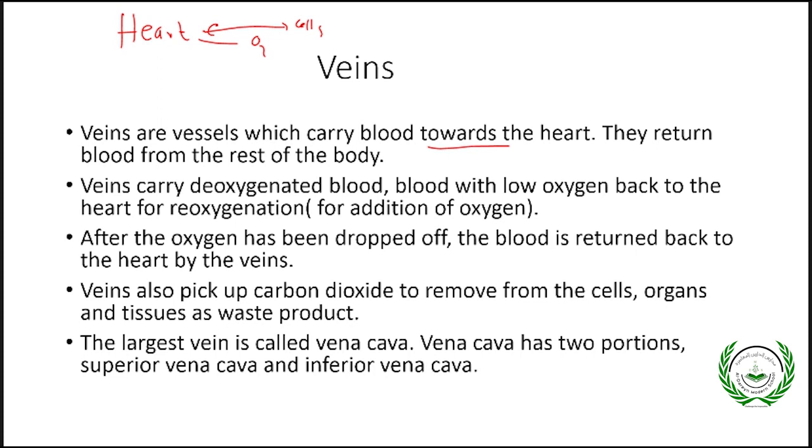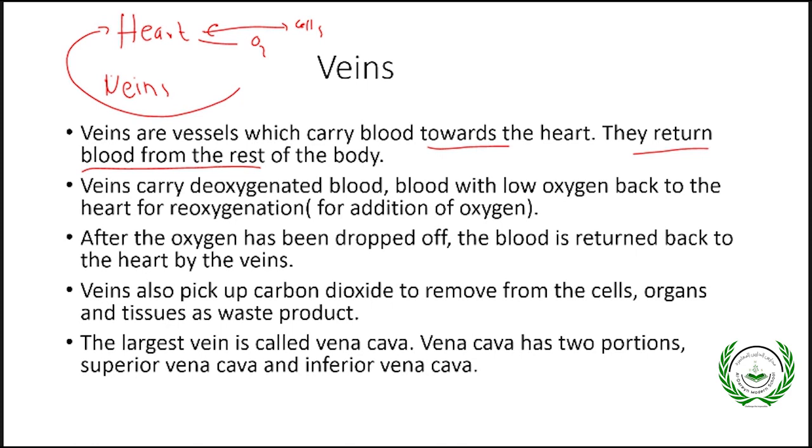So they return the blood back to the heart. This is the function of the veins. When the blood delivers oxygen to cells and picks up carbon dioxide, the veins are the vessels specialized to carry blood back to the heart for the addition of oxygen. They return blood from the rest of the body to the heart. Veins carry deoxygenated blood. So this is the difference.